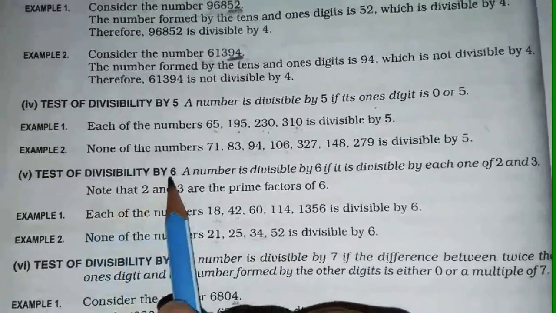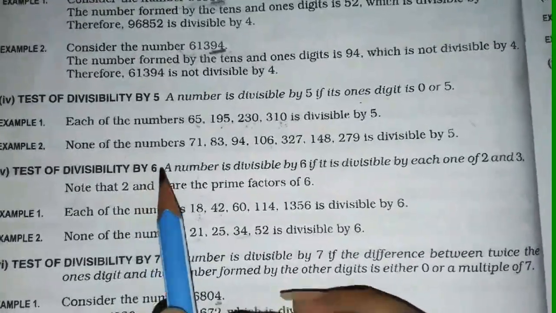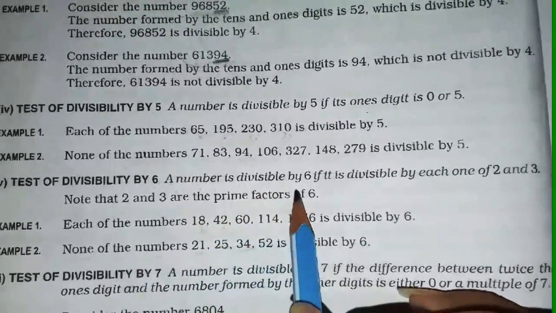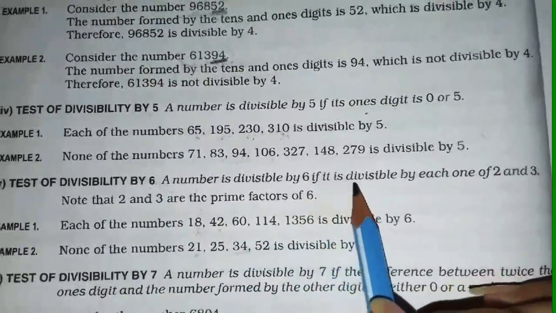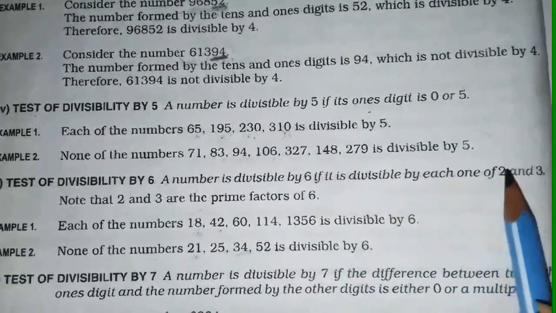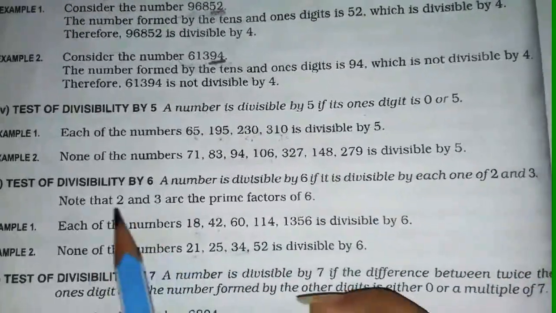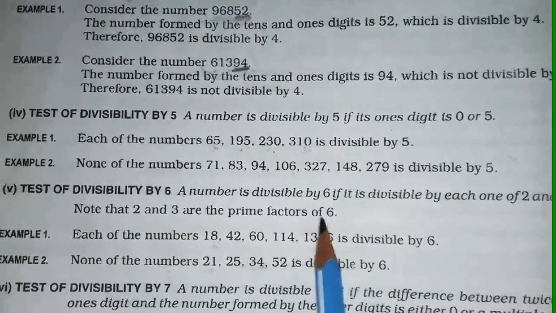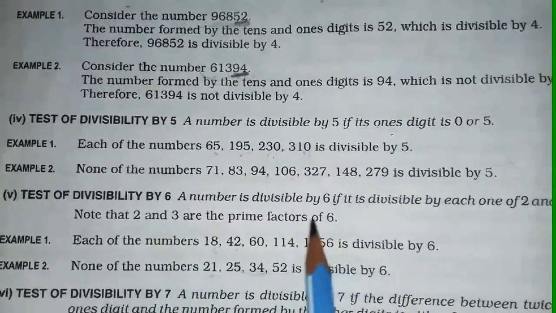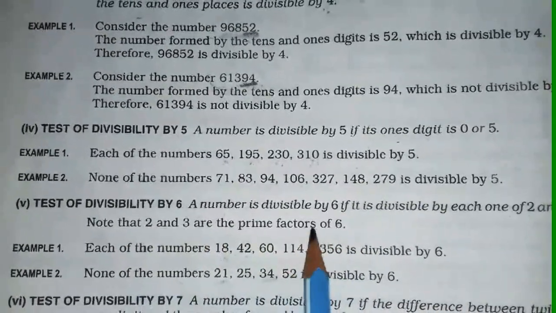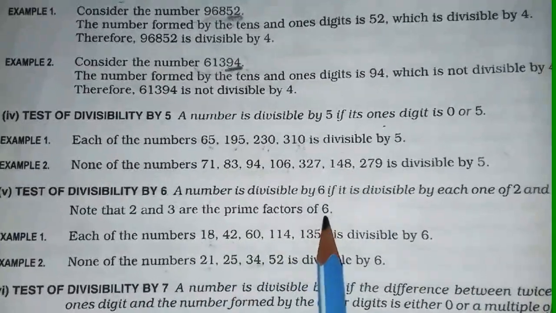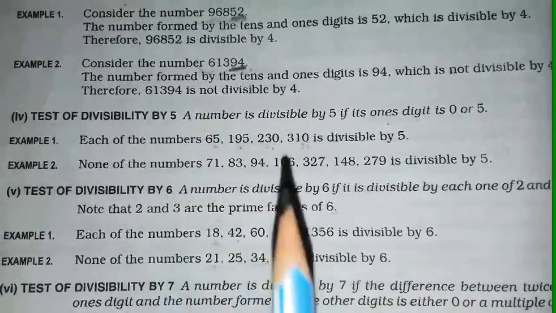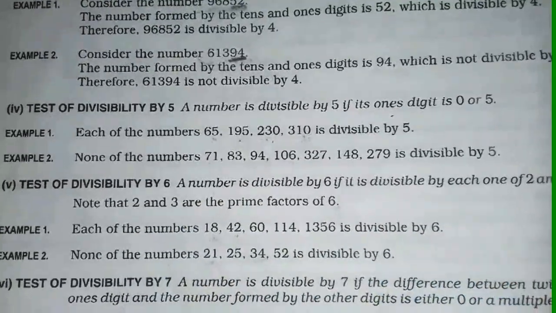Next, divisibility by 6. A number is divisible by 6 if it is divisible by each one of 2 and 3. Note that 2 and 3 are the prime factors of 6. 2 threes are 6. Therefore, 2 and 3 are the factors of 6. Here, divisibility by 6 says that the number should be divisible by both 2 and 3.